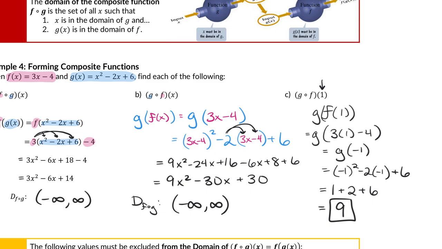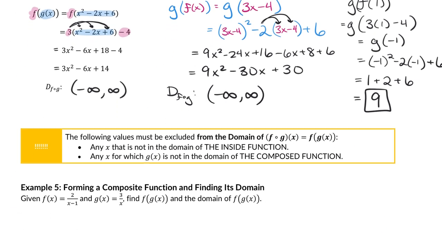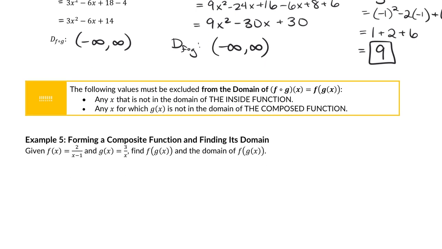Okay. I do want to re-emphasize because, again, most of the time your domain stays all real numbers unless you're using a particular function type. And I've said this a few times, but here it is written down. The domain of the composed function is the domain of the inside function and the domain of the final composed function. Those are the two you have to focus on. And that's going to be very important in this next problem.